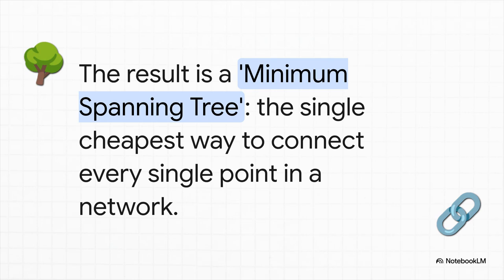What we've just built here has a name. It's called a minimum spanning tree. It spans the network because it connects every single point. It's a tree because it has 0 wasteful cycles. And it's minimum because, well, its total cost is the lowest you can possibly get. It's the most efficient network imaginable.